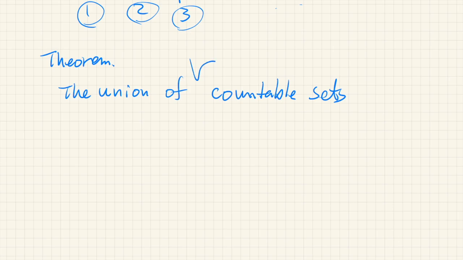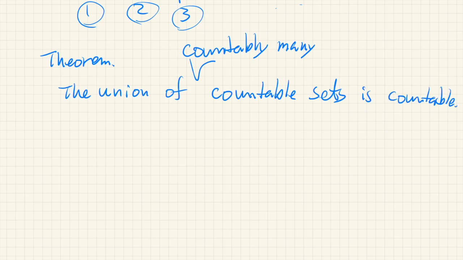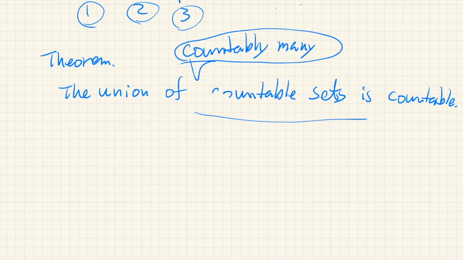Actually, finitely many, countably many. Countably many countable sets is countable. Okay, so you know what a countable set is. What does countably many mean? That means either finite or infinite, but infinite in this case means countably infinite. So at most countable number of countable sets. If we have such sets, then we take a union of it, then the resulting set is also countable.